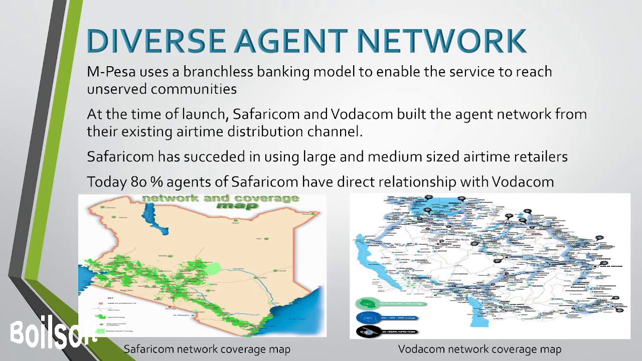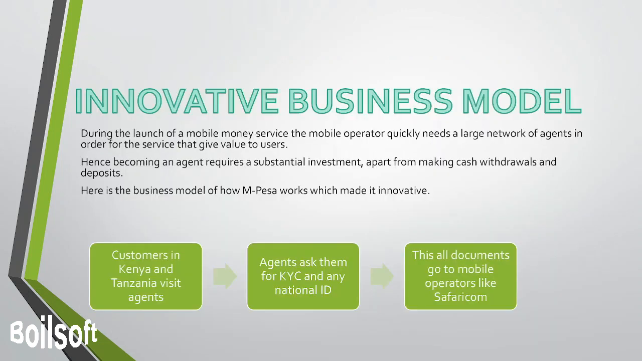So the first factor is the diverse agent network, and it can be seen how Safaricom and Vodacom built M-Pesa, and you can see the coverage map as shown in the given slide. Another factor is the innovative business model, and you can see the block diagram of how the business model of M-Pesa worked and made it innovative.